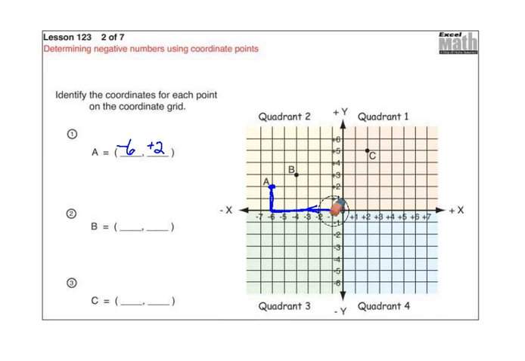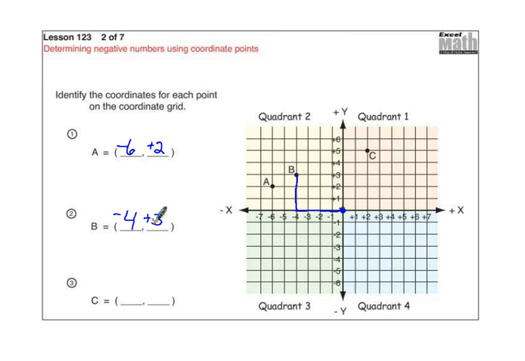Let me erase what I've already done on there. And to get to B, help me out here, everybody. We're starting right in the middle. And we're going to go to what? Negative 4. Negative 4, and then? Positive 3. You should have written negative 4, positive 3 on your answer. Okay, pause the video and try letter C.